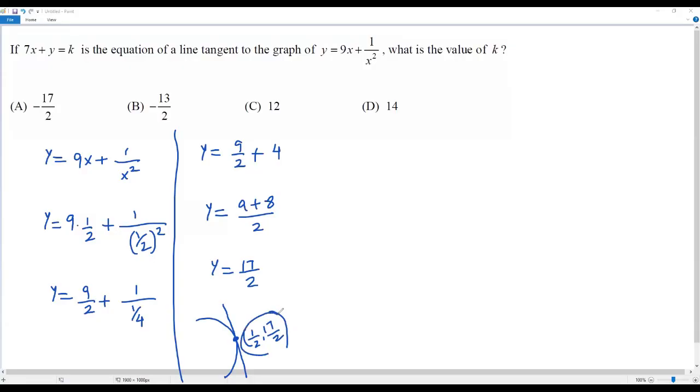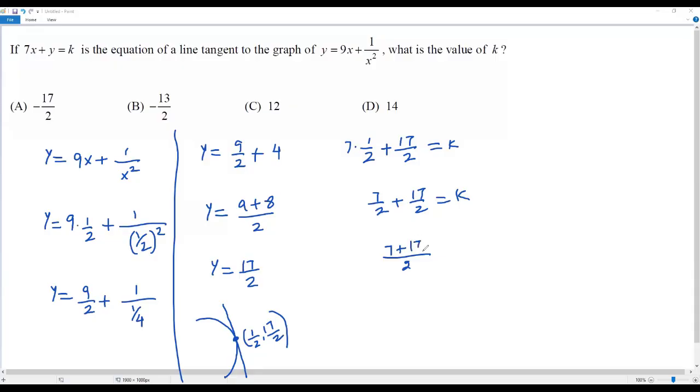Okay, since we have the point of tangency on both the tangent line and the curve, we can plug this point into this equation of the tangent line to get the value of k. That is, we have to plug in this x coordinate 1 over 2 for x over here and the y coordinate 17 over 2 for y over here. Okay, let me do it. 7 times 1 over 2 plus, for y, we can plug in the y coordinate 17 over 2 equals k. 7 times 1 over 2 can be written as 7 over 2 plus 17 over 2, which is equal to k.